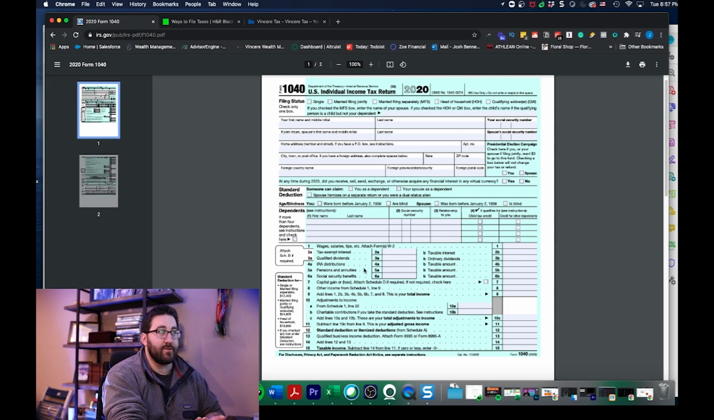Then you have IRA distributions and pensions. For a lot of people, that may not apply unless you're in retirement. But if you do, those would all go in this area. Same with Social Security benefits. If you bought and sold stock during a year or bought mutual funds, those can incur capital gains. And so let's take a look at what that means.